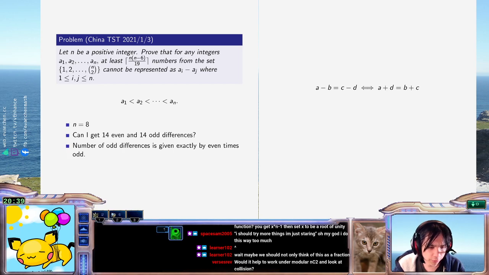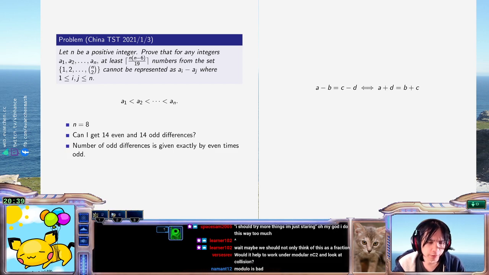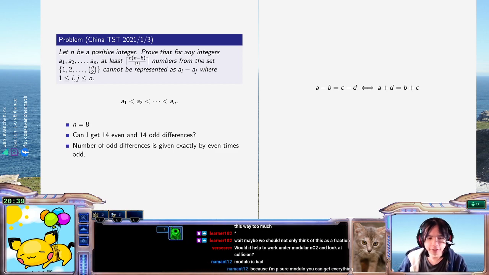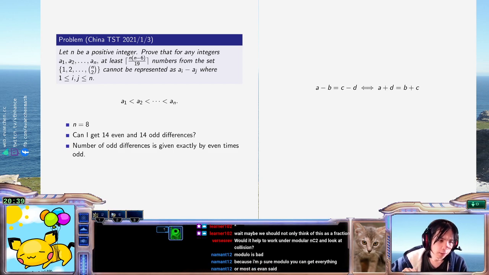Work modulo n choose 2? I don't think so. The reason that none of the mod arguments can work is that you should be able to get most of the residues modulo any small number p. If I fix any small number p, you can get it roughly equally distributed mod p. And because of that, you will never get a bound that is quadratic in n. You'll at best get a bound that's linear in n. And honestly, it's probably like O of p, or something like that.